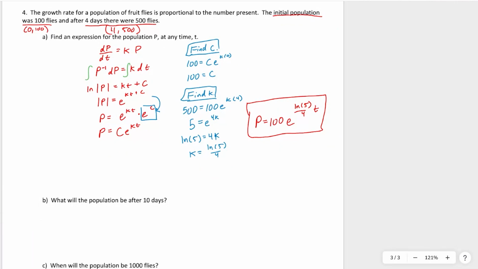So after 10 days, we're just going to substitute in 10 for t. So 100 times e to the natural log of 5 over 4 times 10. I'm going to have to type that in. So 100 times e to the 10 times natural log 5 over 4. Okay, so it's approximately 5,590 flies.